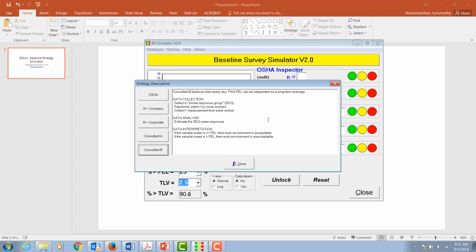And finally, consultant B believes that nearly any time-weighted average PEL can be interpreted as a long-term average. And so here we start off by selecting an SEG and randomly select 3 or more workers and collect one measurement from each worker. And we estimate the mean exposure, not the 95th percentile, but the arithmetic mean exposure. And if the sample mean is less than the PEL, then the work environment is acceptable. If the sample mean is greater than the PEL, the work environment is unacceptable.